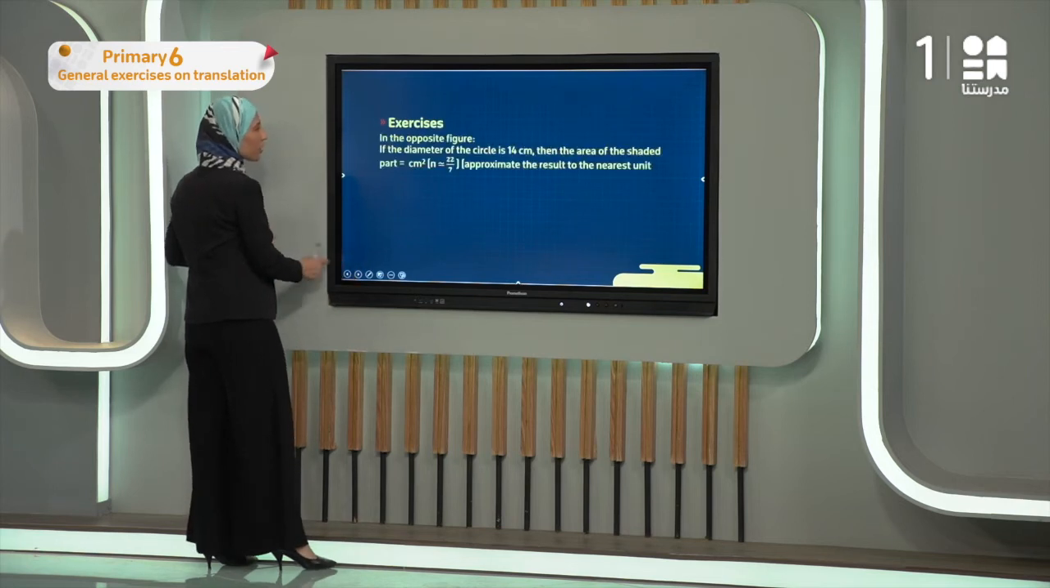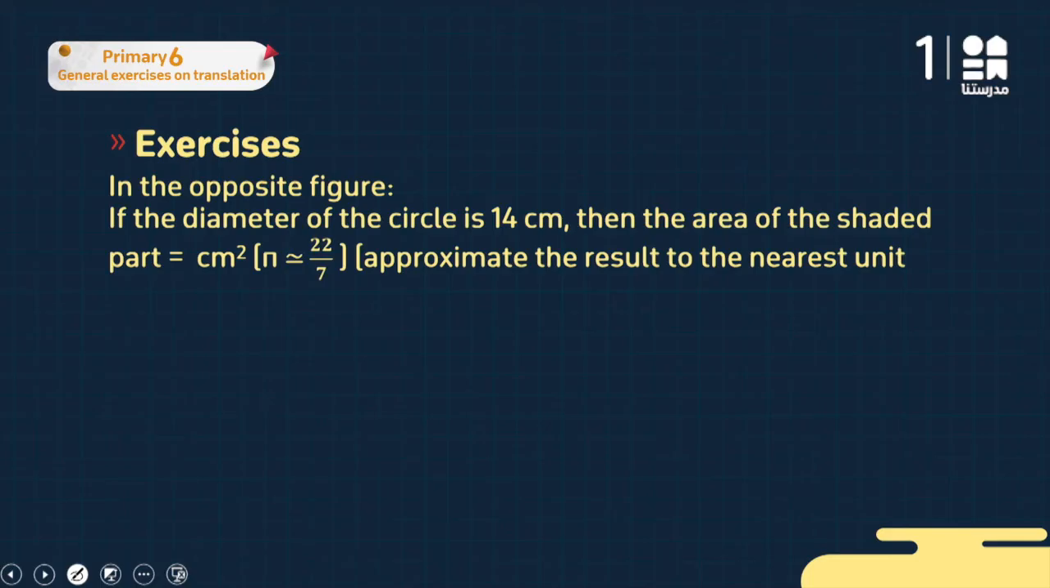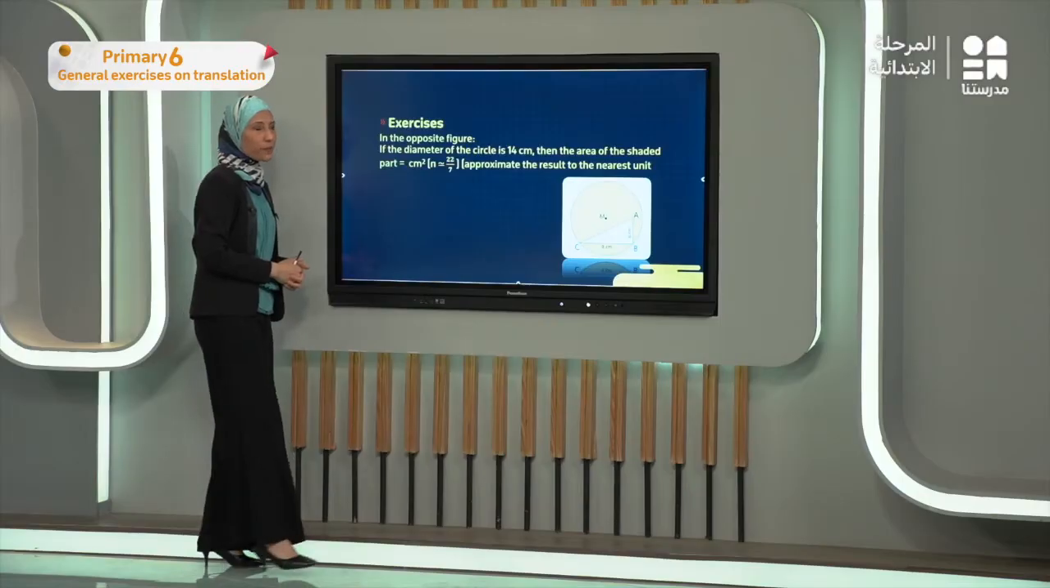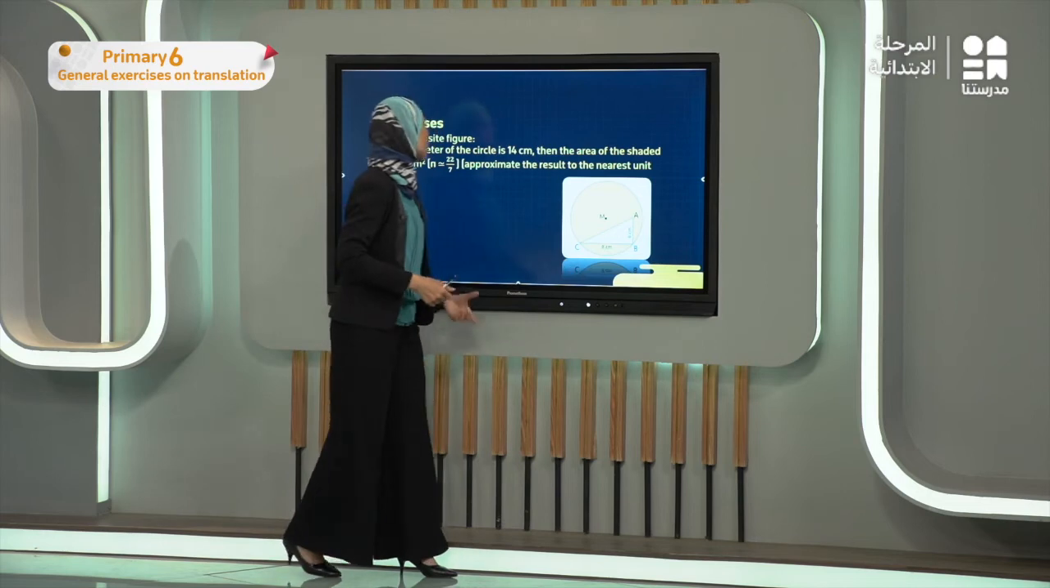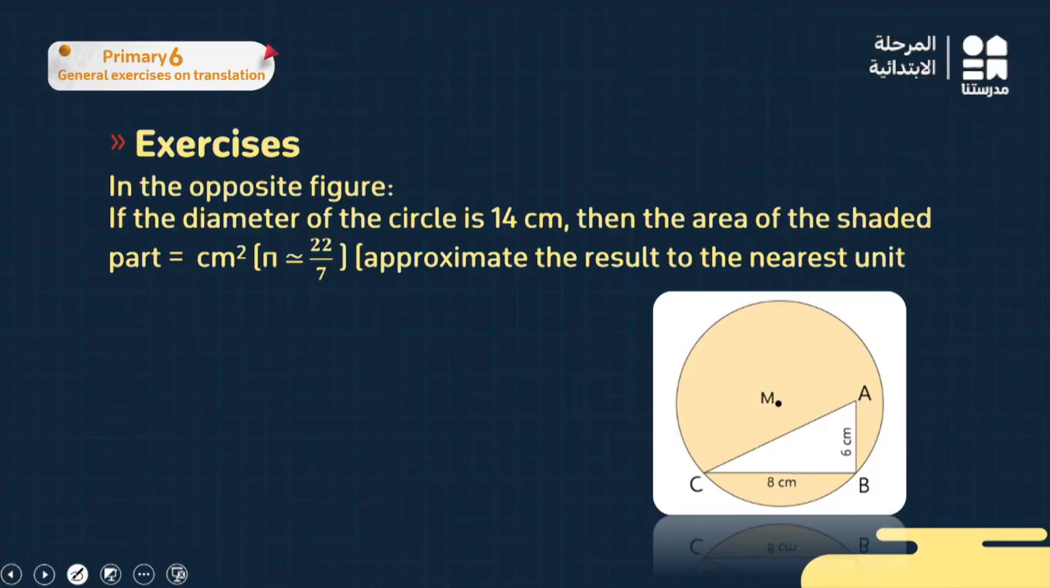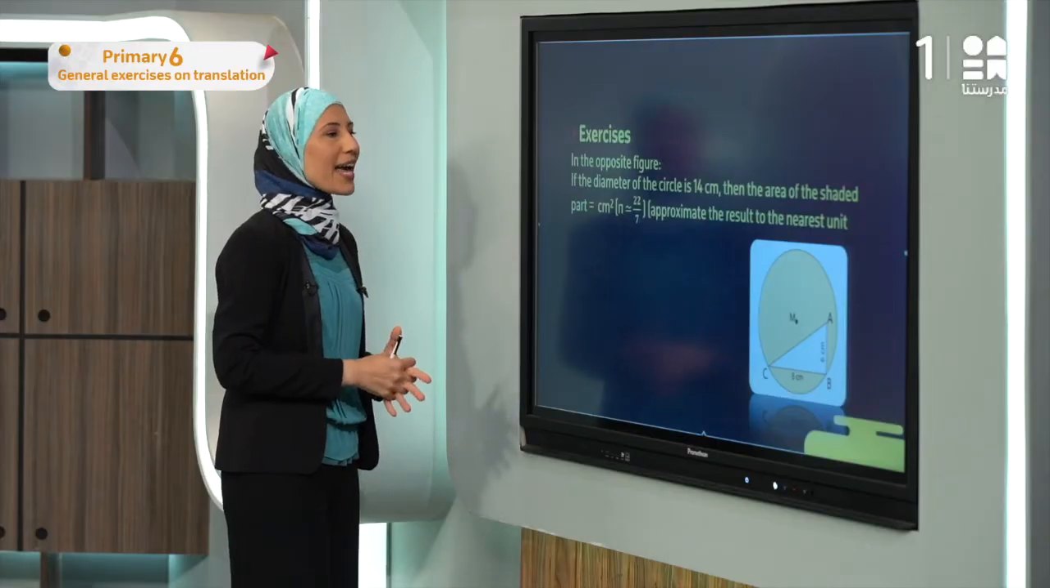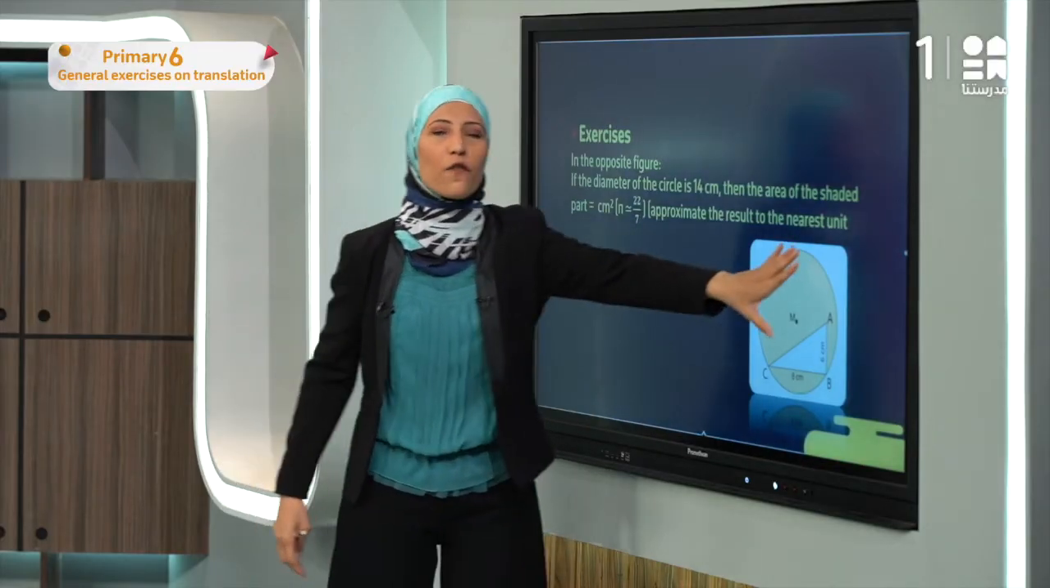The fourth exercise here, I have a figure of a circle. He tells me in the opposite figure, if the diameter of the circle is 14 centimeters, then find the area of the shaded part. He wants me to find the area of the shaded part.